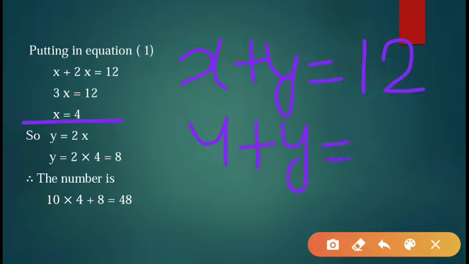x plus y is equal to 12. This will give you this. We can also transfer it. You can find out the value of y by putting it in either of these, or you are having y is equal to 2x. Okay, so put it in the y is equal to 2x.